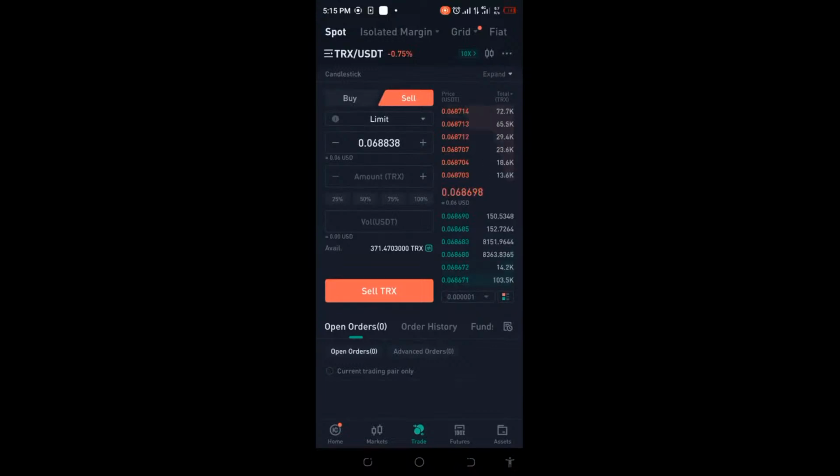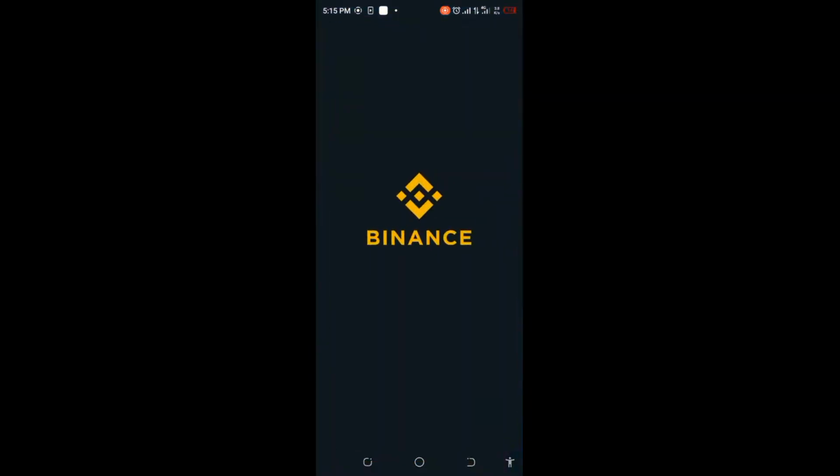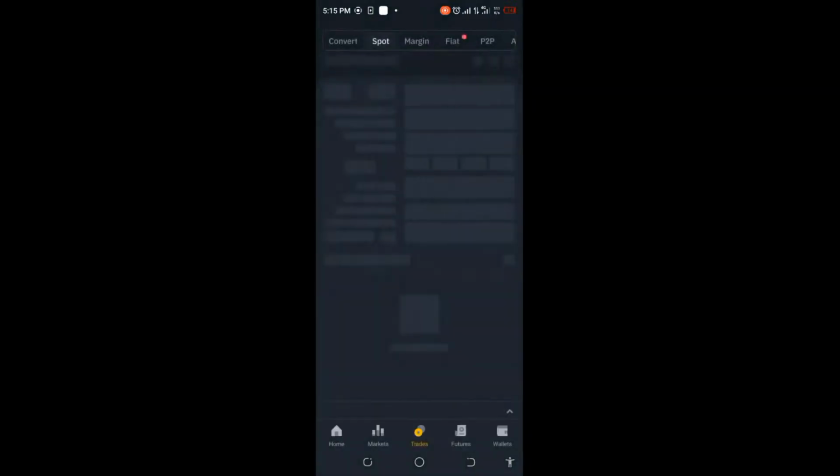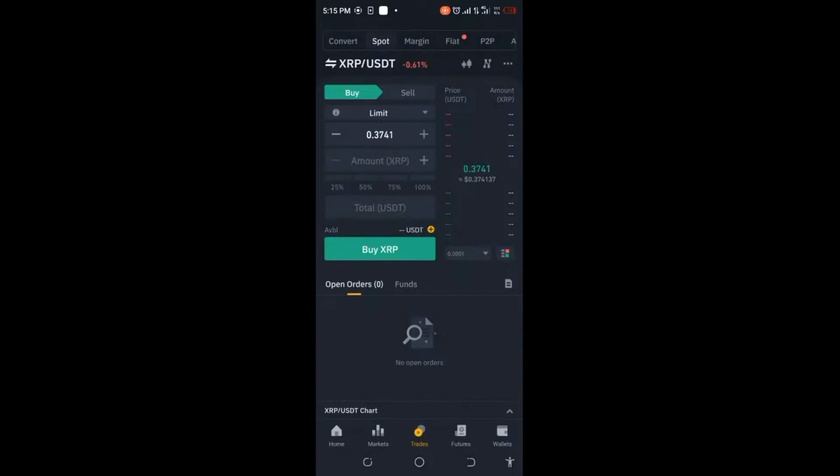All right, so now let's go ahead and quickly get our deposit address in Binance. That's just going to be our TRC deposit address. So let's go ahead and do this quickly. I'm just going to click on that.